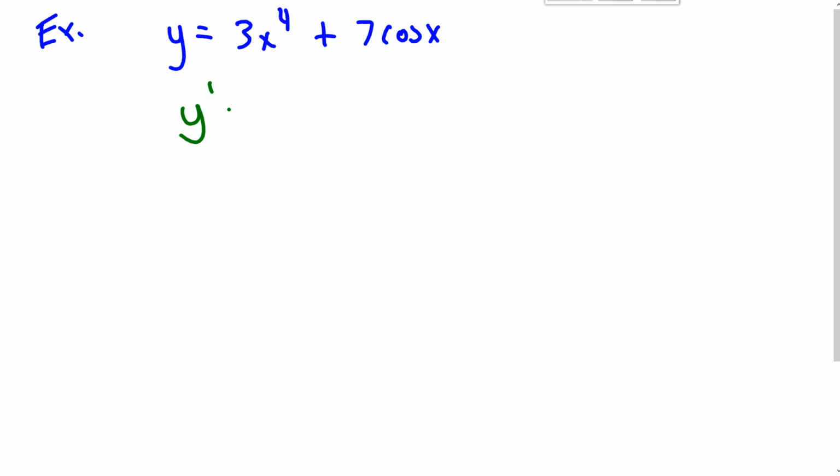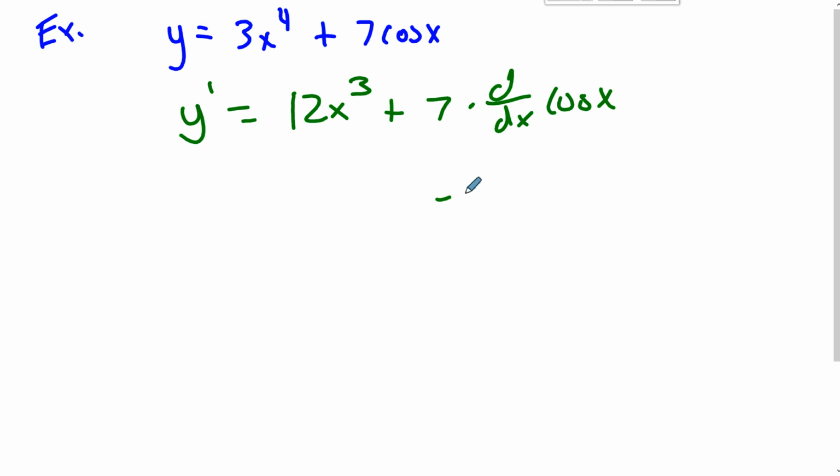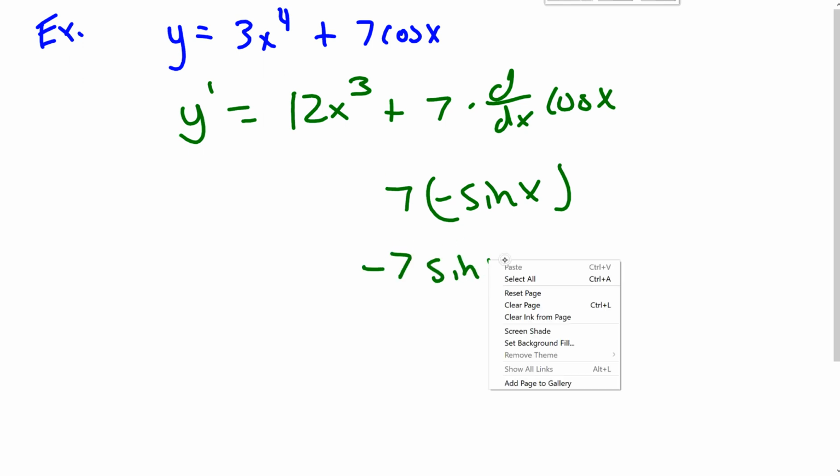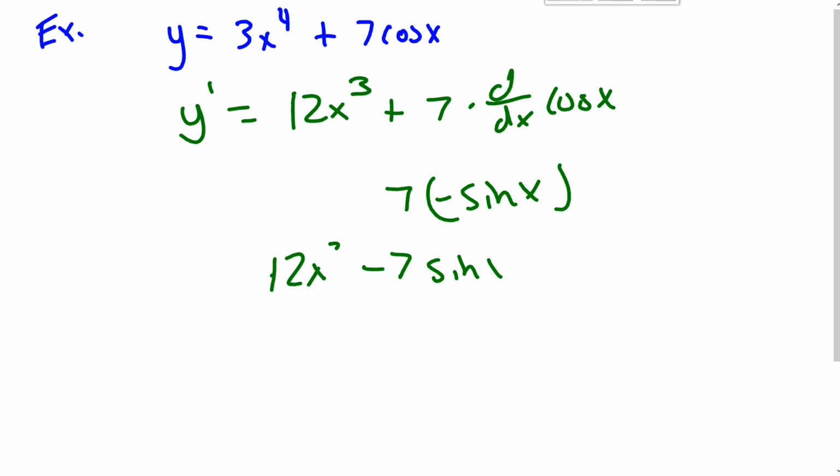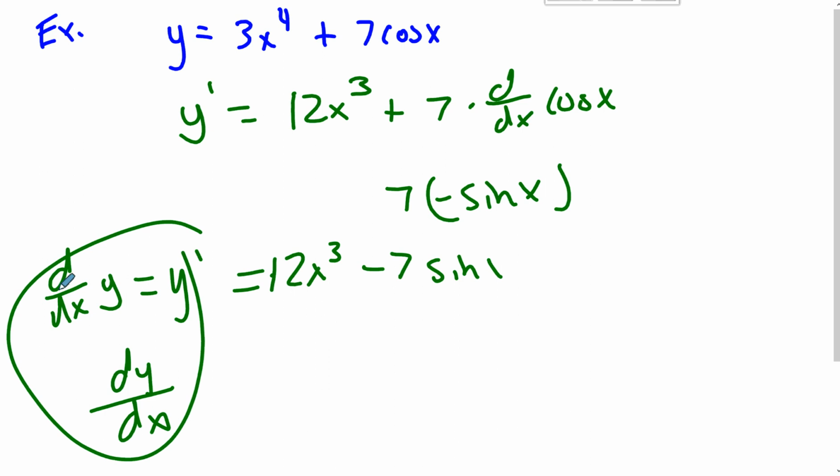Here we can use the power rule, so taking the derivative, y prime, 12x to the third, drop a power. This is 7 times the derivative of cosine. So d over dx means the derivative of cosine, so I have to find that, which you look up is negative sine. We can multiply that by 7, so we get negative 7 sine x, and then we have our 12x cubed. So that is y prime. You can say y prime, or the derivative of y, or dy over dx. Any of these three would be the same.